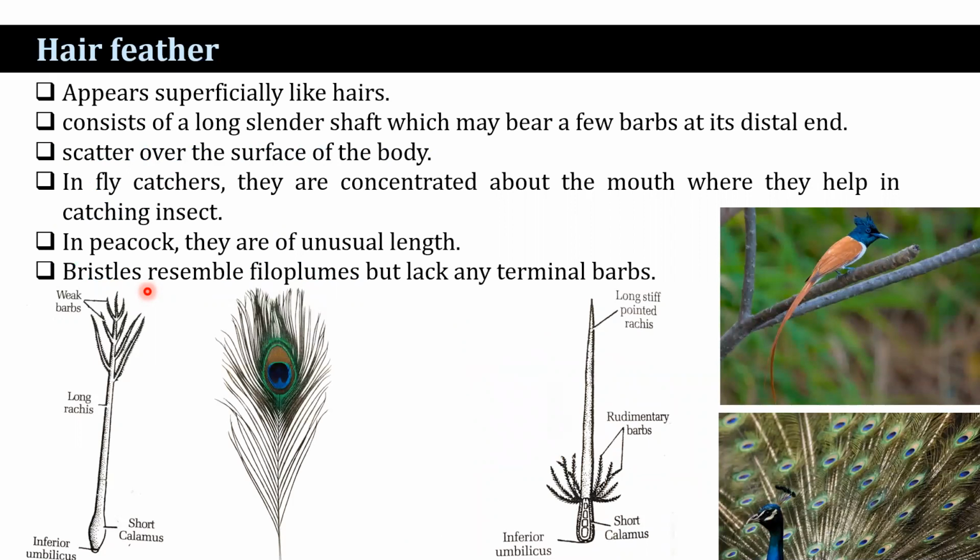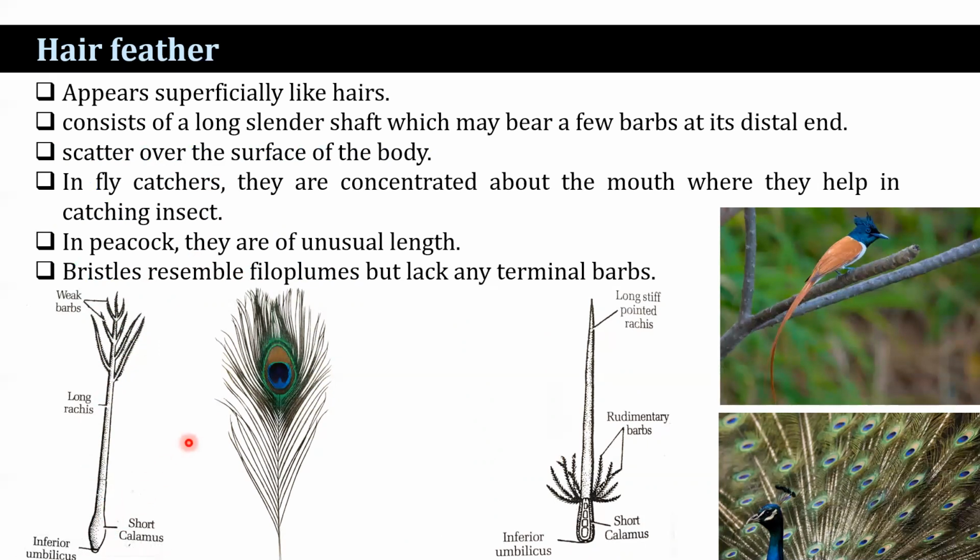So first one, filoplumes or the hair feathers. Hair feathers appear superficially like hair. They may be observed on a chicken after it has been plucked. The hair feather consists of a long slender shaft which bears few barbs at its distal end. The shaft is embedded in the skin and surrounded by the feather follicle at its base.